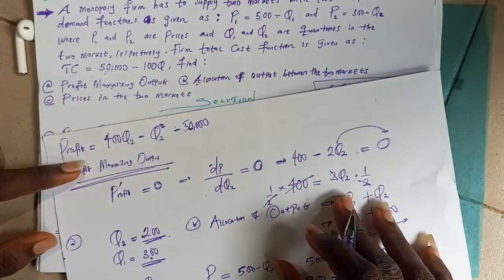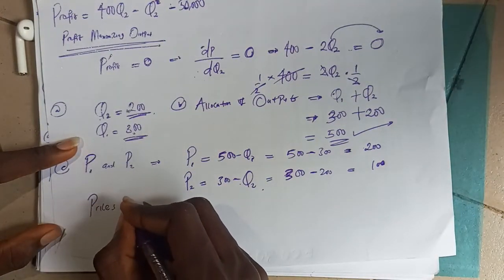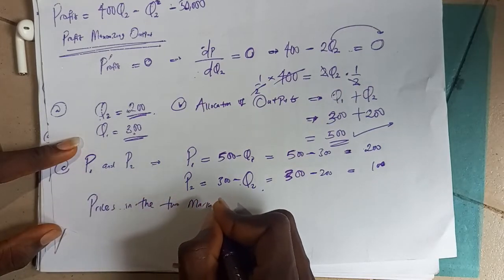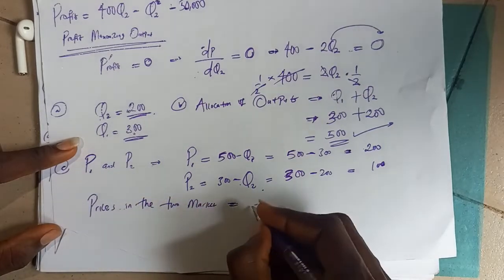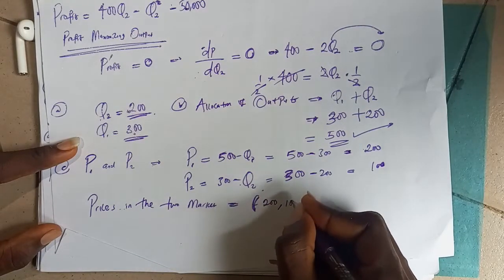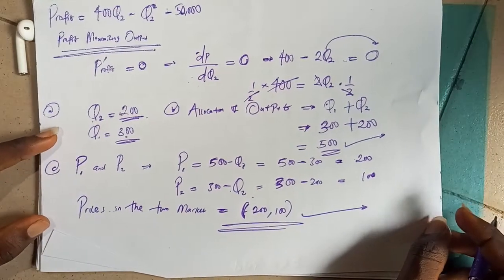So in conclusion, the prices in the two markets are 200 and 100 respectively. So this gives the final answer to that question.